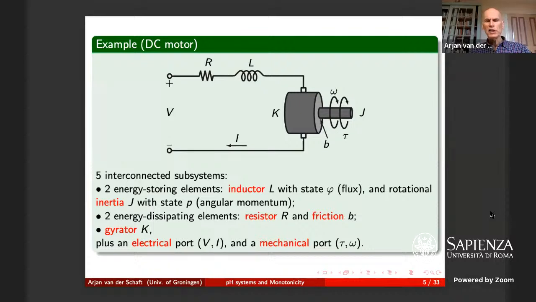And there are 2 energy dissipating elements, so one in the electrical domain and one in the mechanical domain. And there is a gyrator K, which is converting mechanical power into electrical power and conversely in a power conserving manner. And then we have two ports. There is the electrical port with input and output variable V and I at the left-hand side. And then there is a mechanical port with the inputs and the outputs being given by the torque and the angular velocity of this rotating inertia.